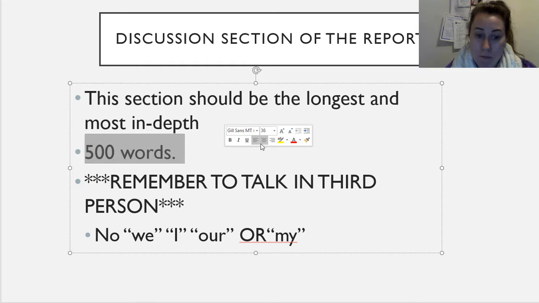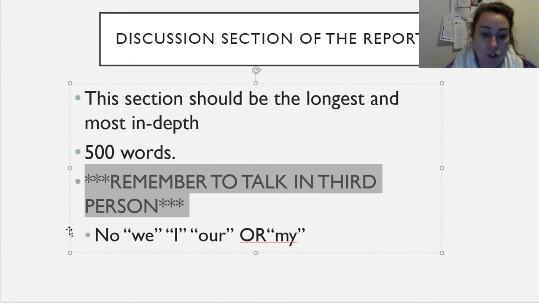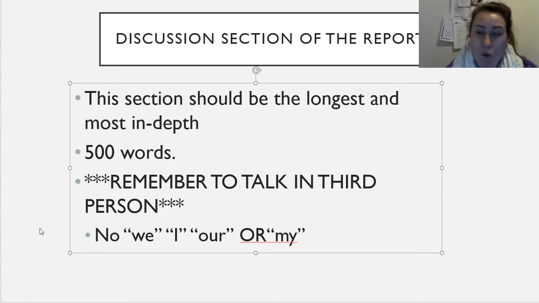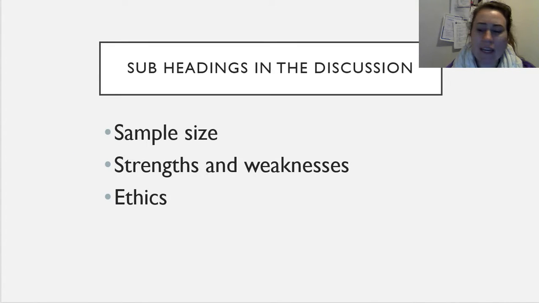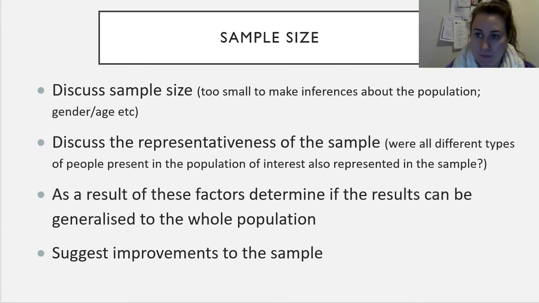500 words, it can be over that. That's just a rough guide. Remember to talk in third person, so no we, I, our, or my. I'll just get rid of it as soon as I draft it, so please try and not use that sort of language. You need 3 main sections. You actually need 4, but I'm not going to discuss the 4th one just yet. So sample size, strengths and weaknesses, and ethics.